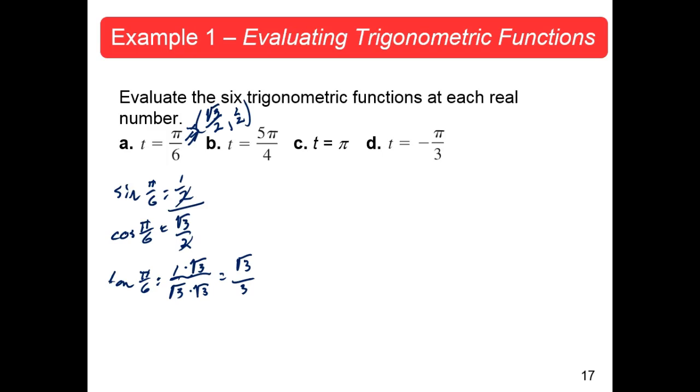Now, what is the cotangent? This is how I like to write it. Cotangent of pi/6.